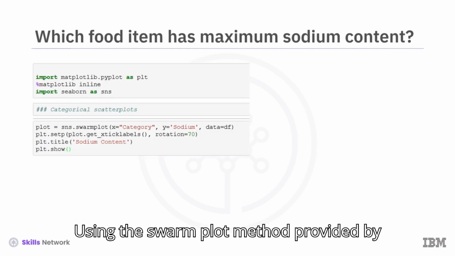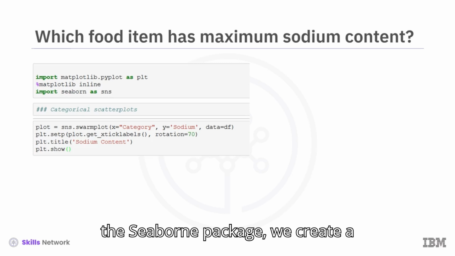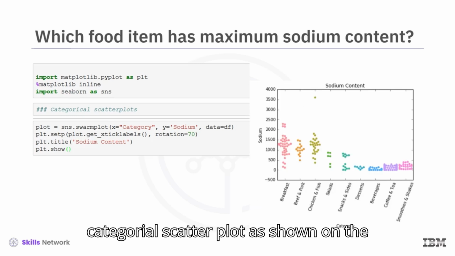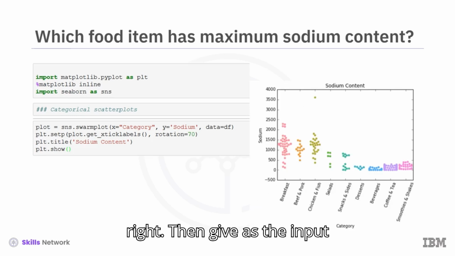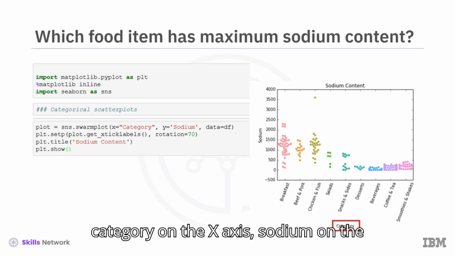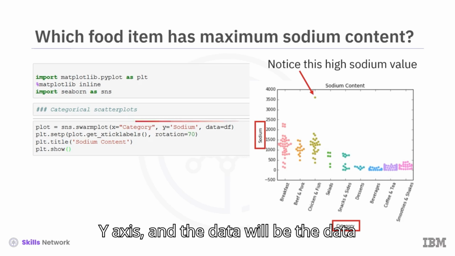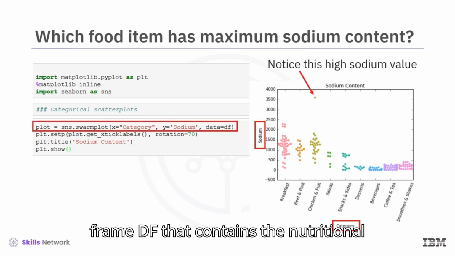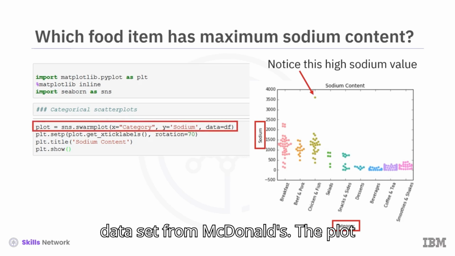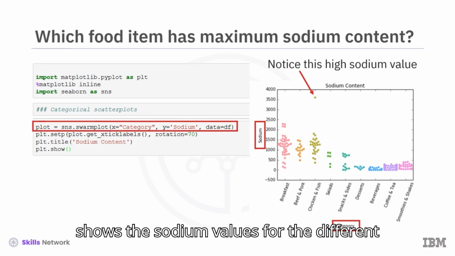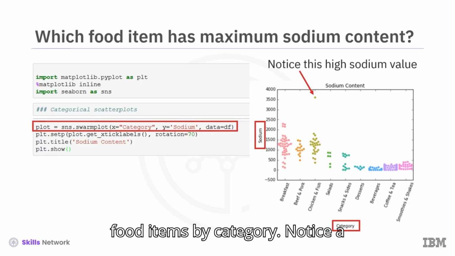Using the swarm plot method provided by the Seaborn package, we create a categorical scatter plot as shown on the right. Then give as the input category on the x-axis, sodium on the y-axis, and the data will be the data frame df that contains the nutritional dataset from McDonald's. The plot shows the sodium values for the different food items by category.